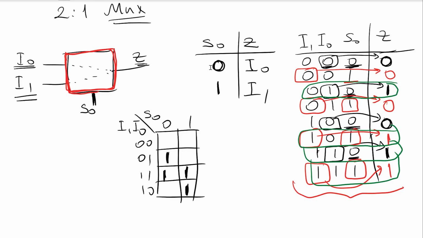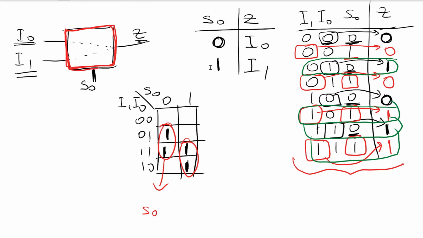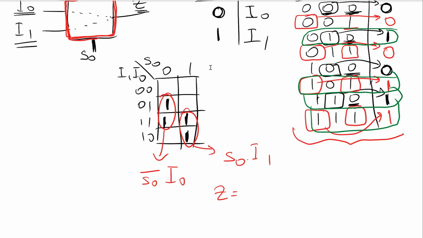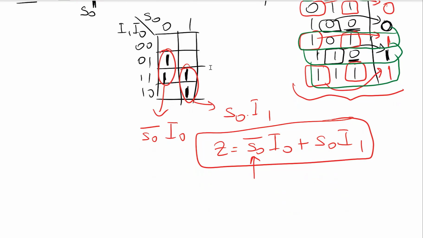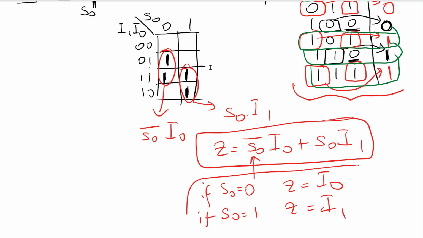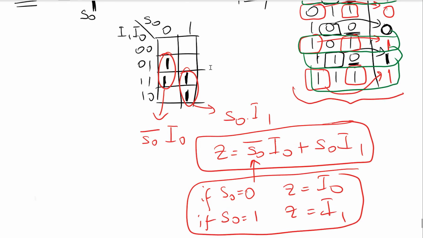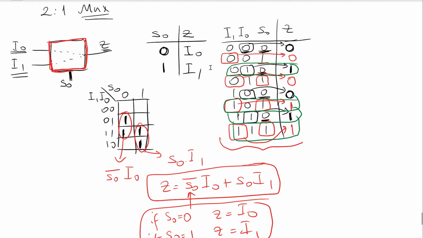Let's group them. So this is one group and this is another group. This is represented by S0 not and I0, and this is represented by S0 and I1. So my Z is given by S0 not I0 or S0 I1. This is expected because if S0 is 0, then Z is equal to I0. If S0 is 1, then Z is equal to I1. Actually, this Boolean function is describing the functionality of our circuit.